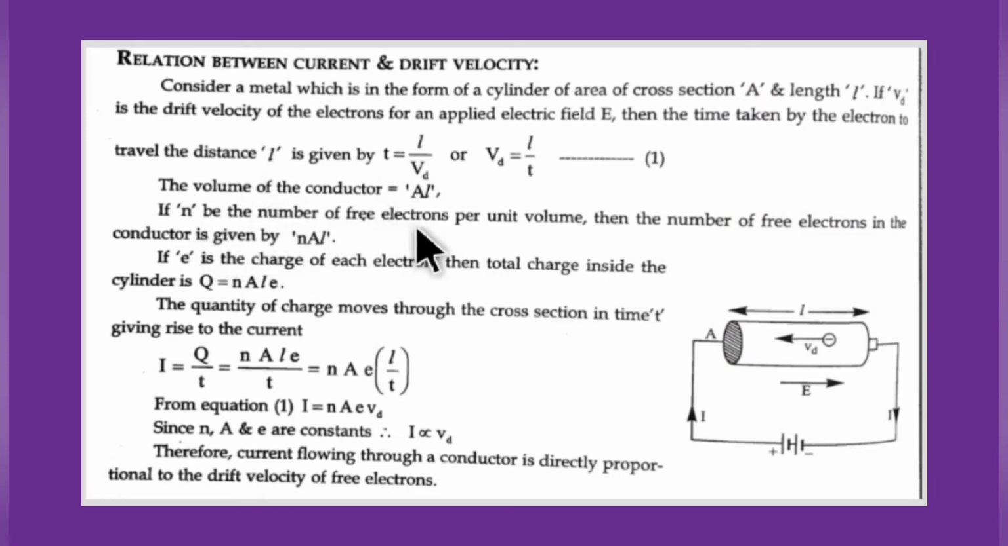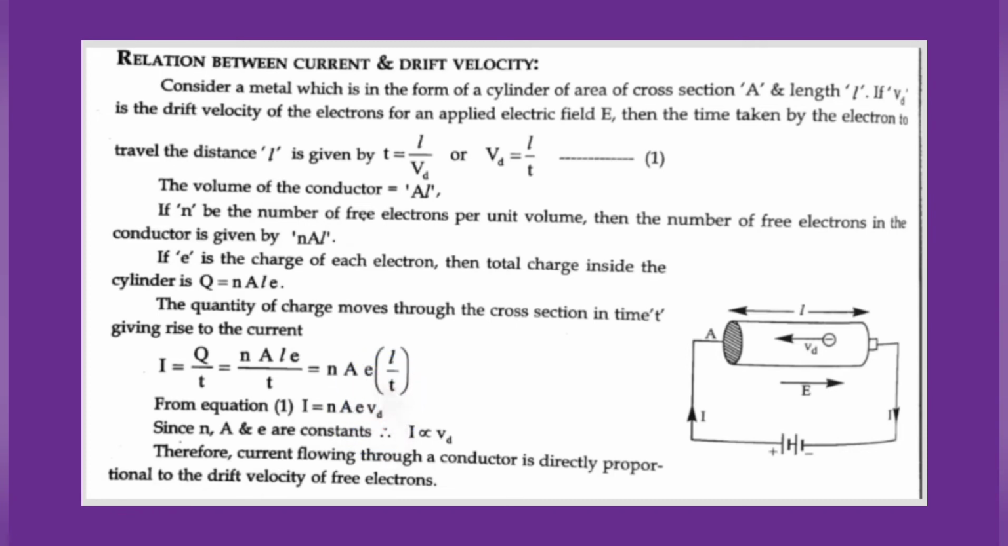Let N be the number of free electrons per unit volume. Then the number of free electrons in the whole conductor, with this full volume, is N into AL. And if e is the charge of each electron, then the total charge inside the cylinder, Q, is equal to N into A into L into e. Then we know the quantity of charge that moves through the cross section in time t is given by the current. We can write current I is equal to charge by time, Q by t. So substitute the Q value, N into A into L into e, divided by time, where length by time taken we can write as Vd, the drift velocity. Hence we can write I is equal to NAe into drift velocity Vd.